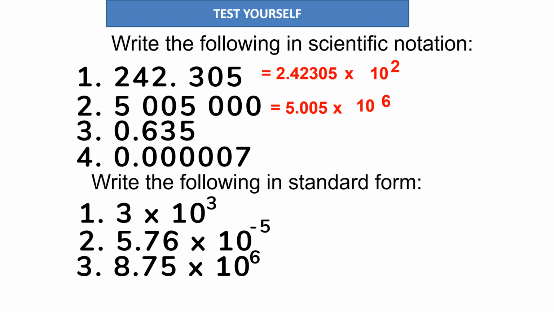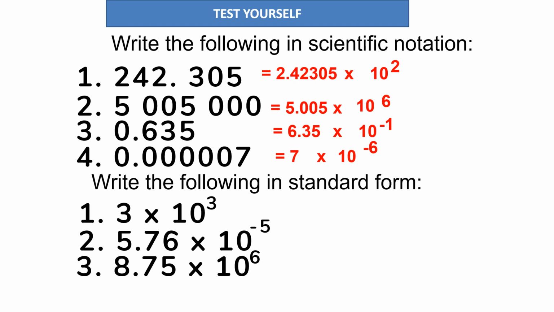Then number 3, your answer is 6.35 times 10 raised to negative 1. Negative 1 because this is a small number. Next, number 4. So we have 7 times 10 raised to negative 6.